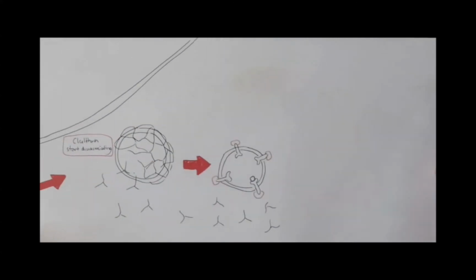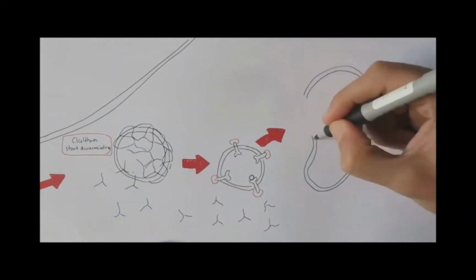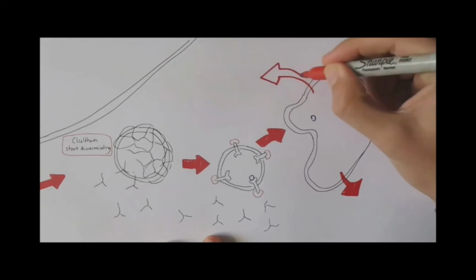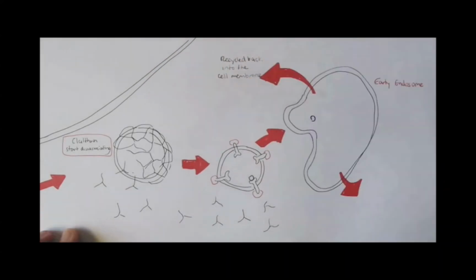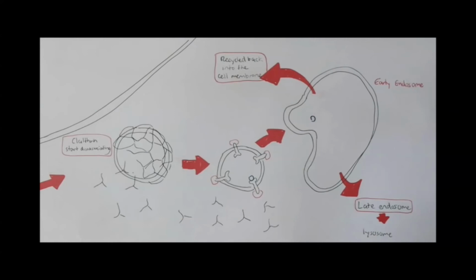This will allow the vesicle to fuse with the early endosome freely. And as we discussed earlier, the early endosome has a few fates. One is that it can be recycled back into the cell membrane, or it can turn into a late endosome as it proceeds towards the center of the cell, where it can then evolve into a lysosome with the help of the Golgi apparatus. I hope that all made sense to you.